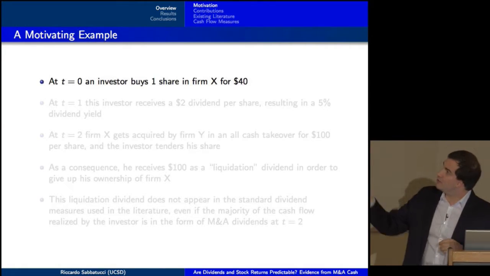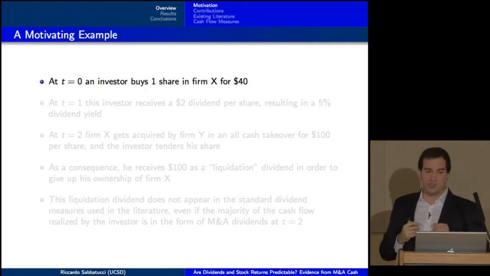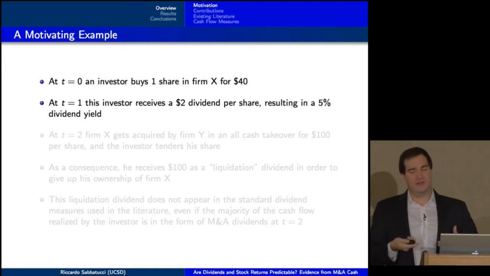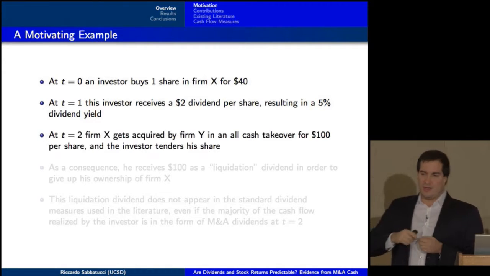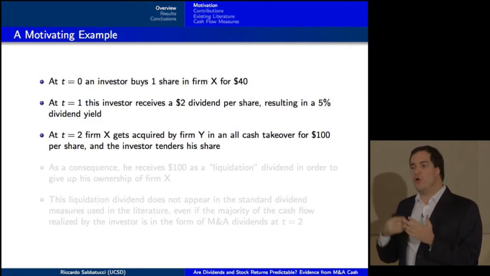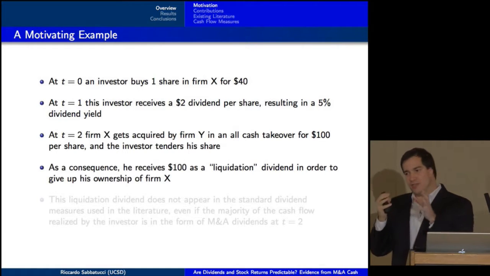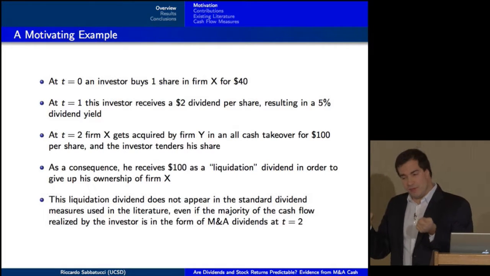Let me give you a motivating example. At time zero, an investor buys one share in a firm X for $40. Next period, this investor receives a $2 dividend, a regular dividend, resulting in a 5% dividend yield. At the last period, firm X gets acquired by another firm Y in an all-cash takeover for $100. This $100 is basically a liquidation dividend that every single investor receives.